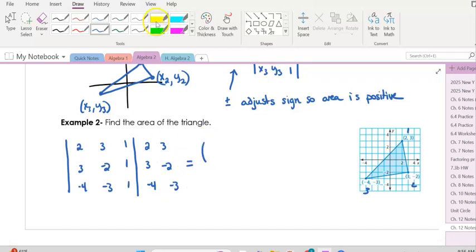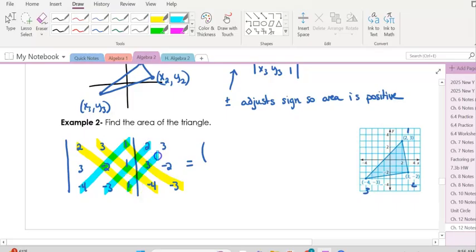All right, and so we are going to go ahead and find these 3 right here. And then we're also going to find these 3 here. So just like we had done with the determinant. All right, and so I am going to, let's see here, have 2 times negative 2 times 1, 3 times 1 times negative 4, 1 times 3 times negative 3. All right, and then I'm going to have the blue ones, which are negative 4 times negative 2 times 1, negative 3 times 1 times 2. Squeeze this in here, 1 times 3 times 3.